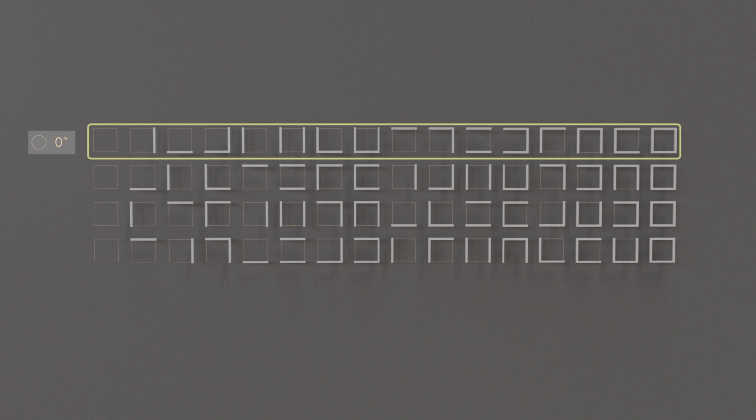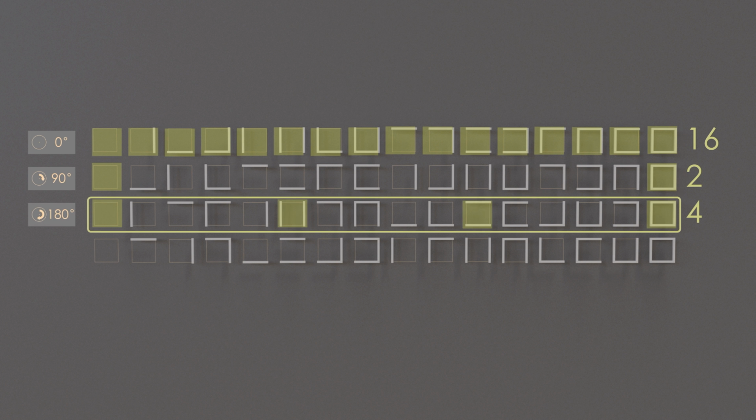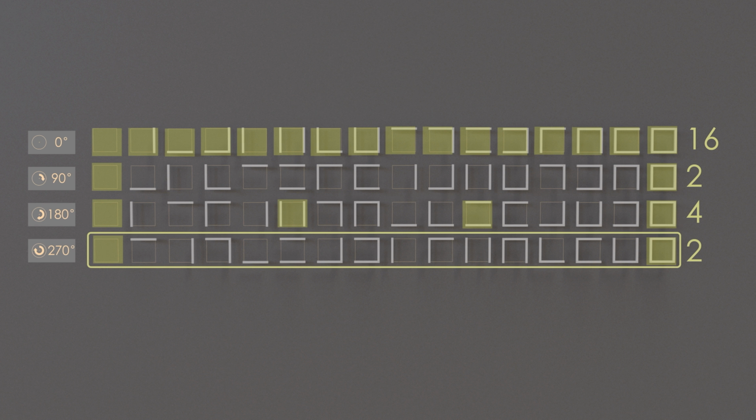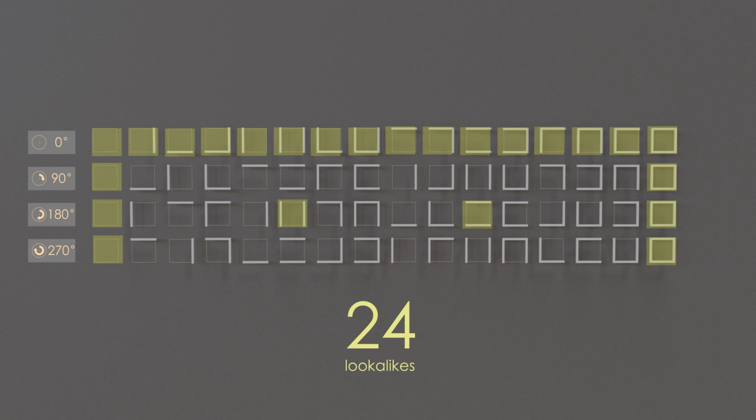So we're just going to count up the lookalikes going row by row. How many squares look the same after a 0-degree rotation? Easy, all 16 of them. How about a 90-degree rotation? Only 2, the empty square and the complete square. At 180 degrees, we get 4, including the 2 sets of parallel bars, and 270 degrees is the same as 90 degrees, giving only the empty square and the complete square. So this is an alternative way of counting up the total of 24 lookalikes, and it's already a big improvement since we did it in 4 steps instead of 16.